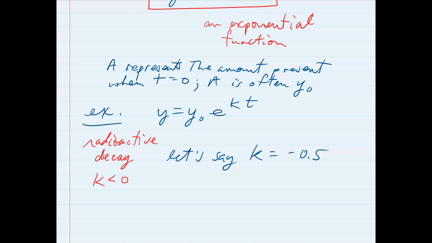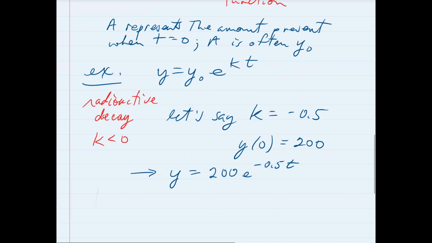So this will be decay. And let's say that y of 0, another way to say y naught, is 200. Well, we can quickly write our law of exponential change for this substance, or whatever it is. So y is equal to 200 e to the negative 0.5 t. And there's our decay exponential.